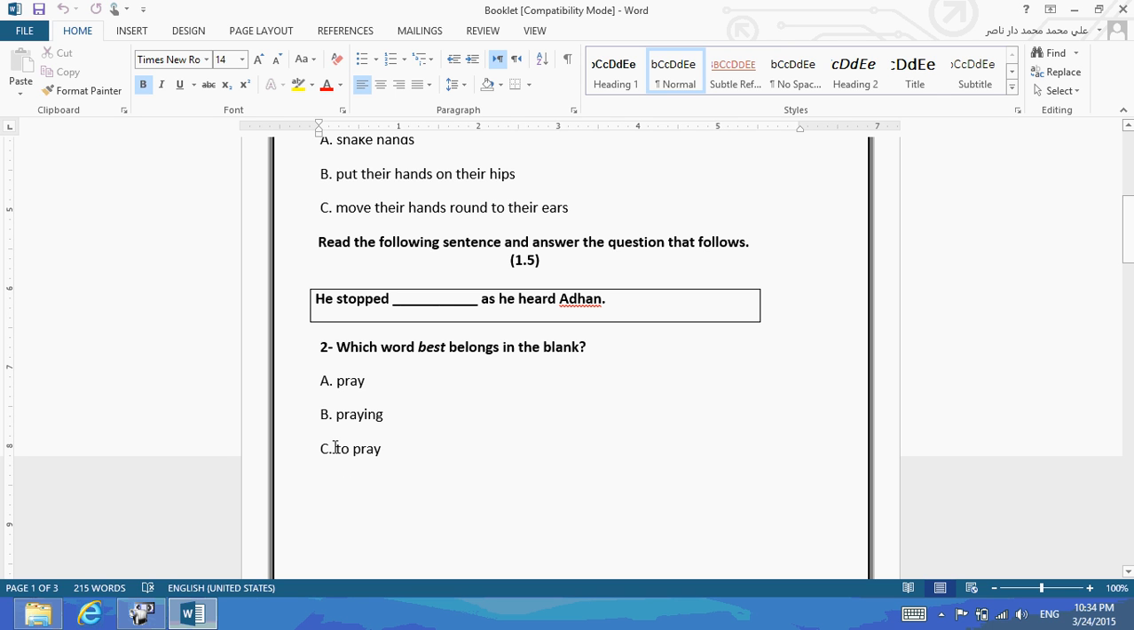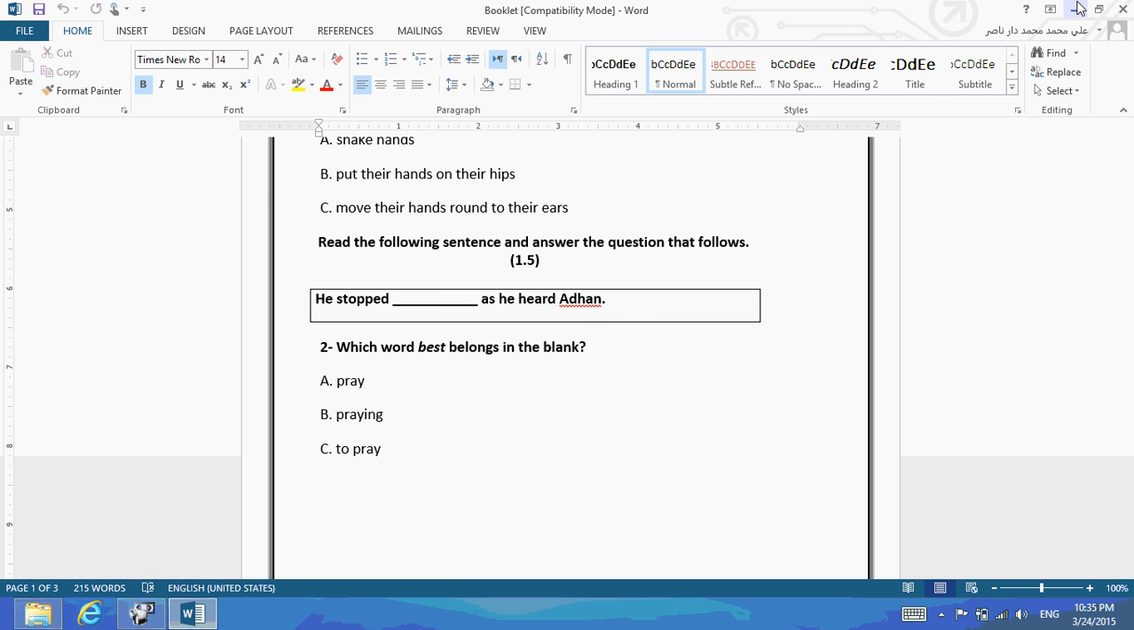Why? I told you before that the verb stop, if it is followed with the ing form, then it means quit. But if it is followed with the infinitive form, this means that you have stopped doing something you were busy in to start doing something else. Logically, the answer is you stop doing something to start praying, to start praying or to pray. Why? Because you heard a then.